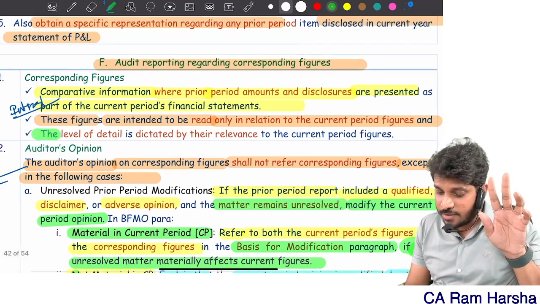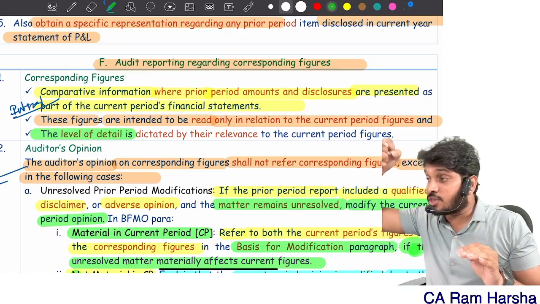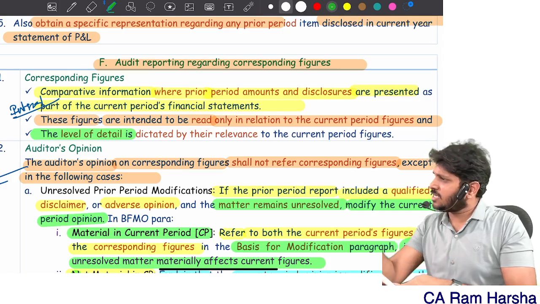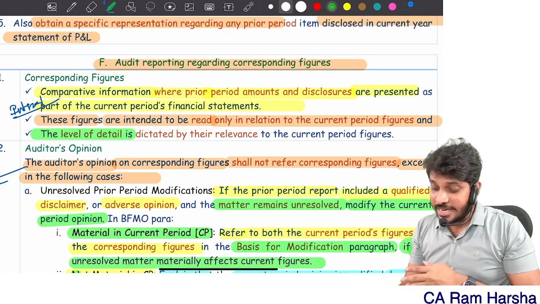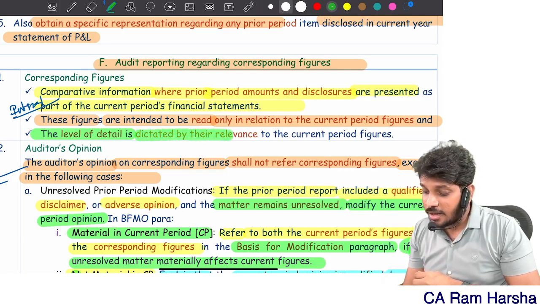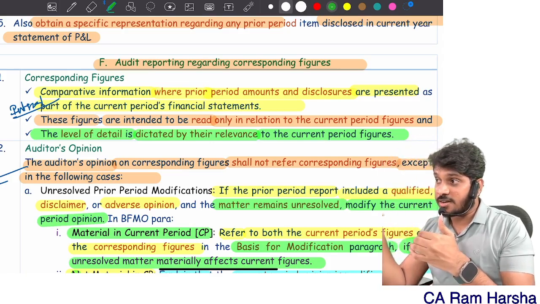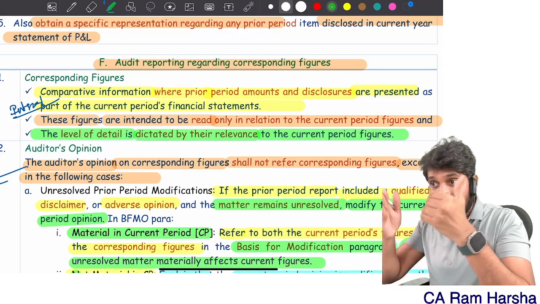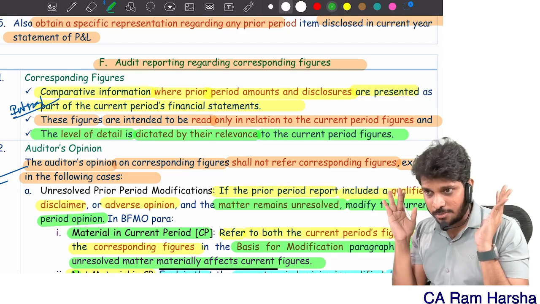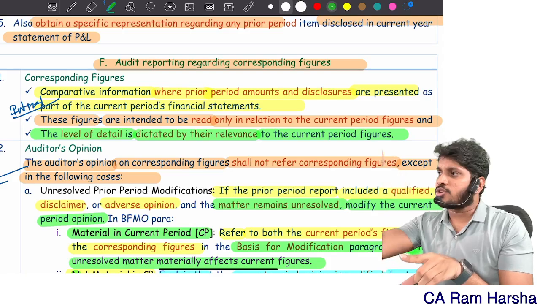What is the level of detail of corresponding figures? Should I just mention the main number or sub numbers also? This is a question. The level of detail is dictated by the relevance to current period figures. How far are last year figures relevant from the current year point of view? Accordingly, the detailed presentation will be given. Able to understand? Simple. The same breakup you give for the current year, you should give for last year also.